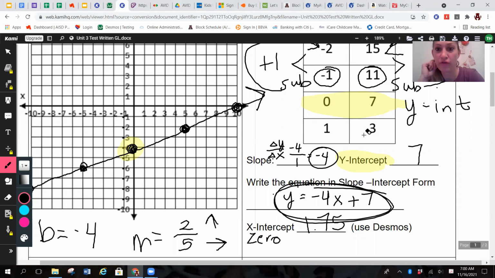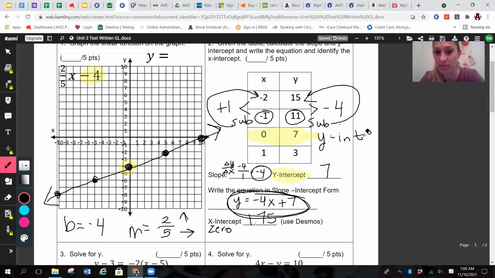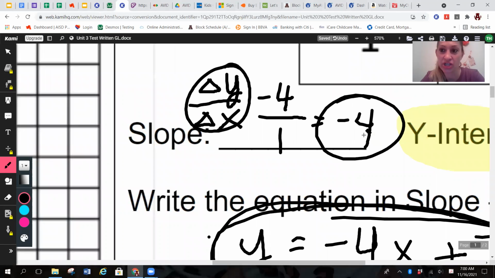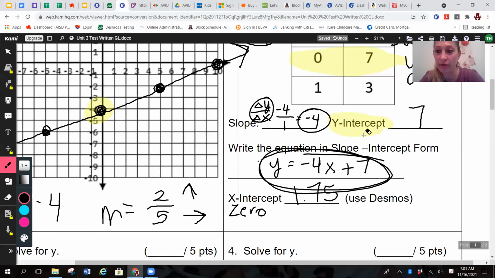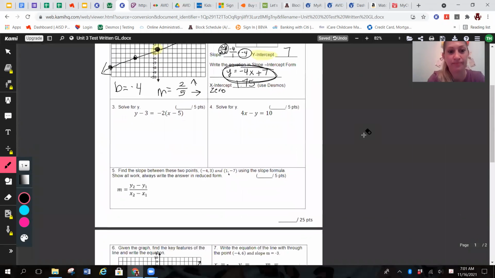Pause and do your version number 2. I want to see the highlight on the y-intercept. I want to see the highlight in the table, and I want to see the numbers on the side of your table. I want to see the fact that you wrote change in y over change in x, so you remember y is on top, x is on the bottom. Everything that I've modeled, I need to see on your version 2. Go ahead and press pause and get that done.